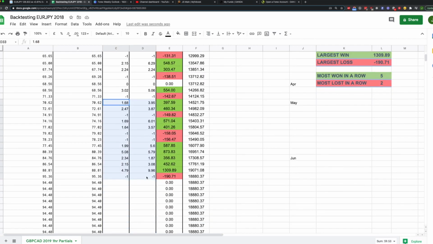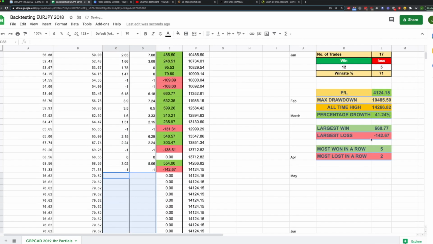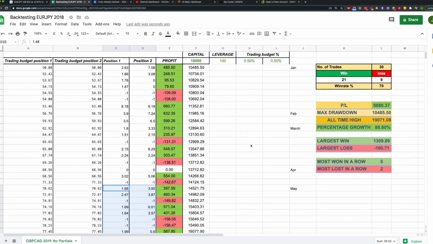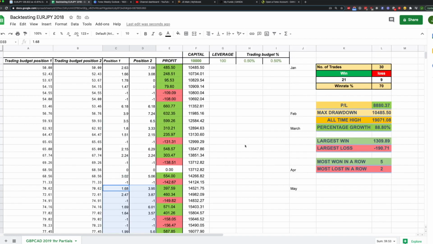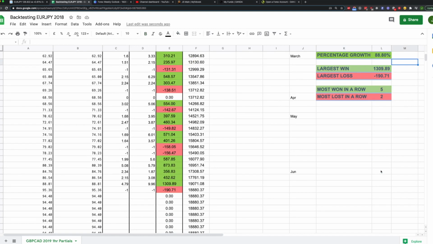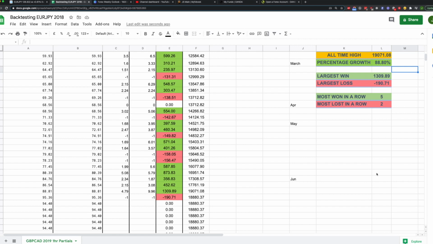So we started May off on 41% and grew the account to 88%. That's pretty good. So yeah, we roughly did about 43% for those 2 months, depending on how much you risk. Win rate still pretty good, 21 wins, 9 losses, 70% win rate. So I'm happy with that. So yeah, I think that was a productive backtesting session.